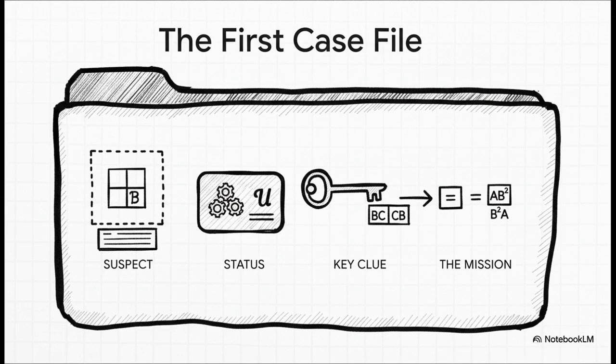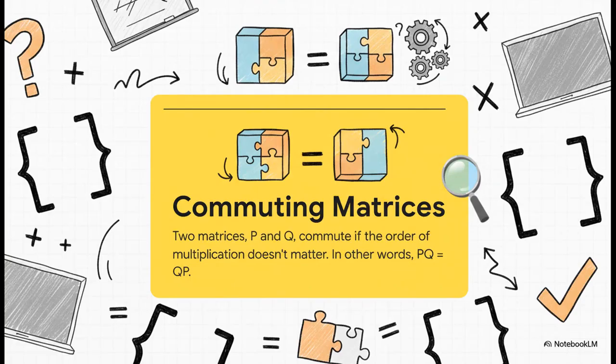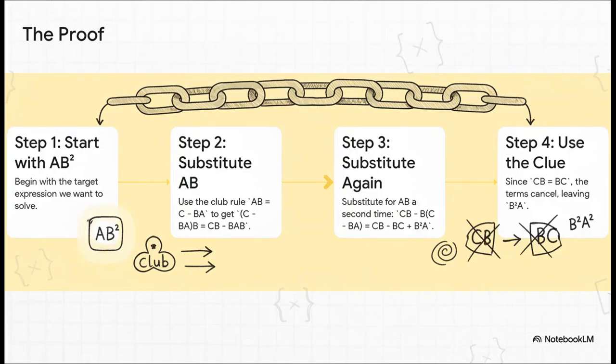also have to commute. But hold on, before we go any further, what does it even mean for matrices to commute? It's actually super simple. It just means the order you multiply them in doesn't matter. So PQ is the exact same as QP. Easy, right? But believe me, it's a really powerful idea. So how do we connect the dots? Let's walk through the proof together.